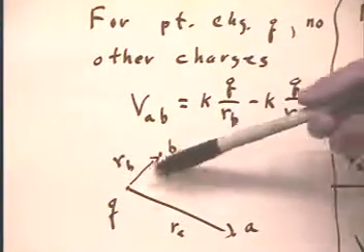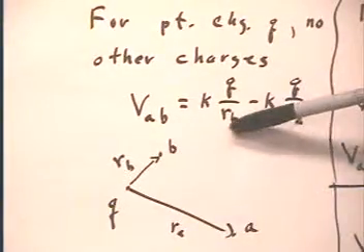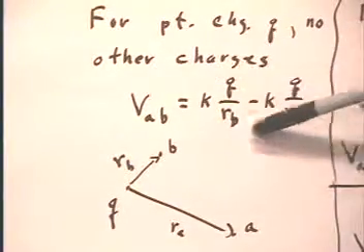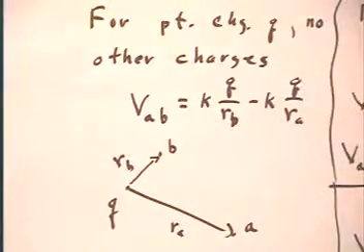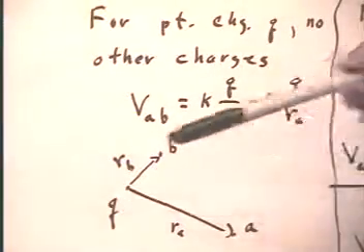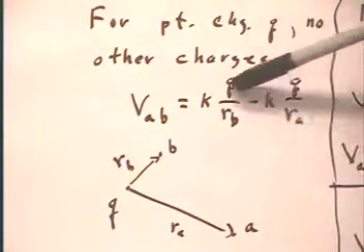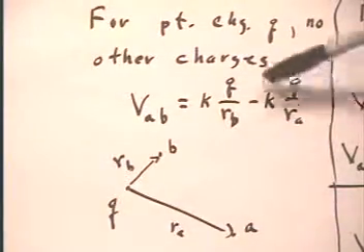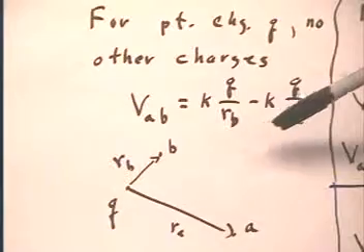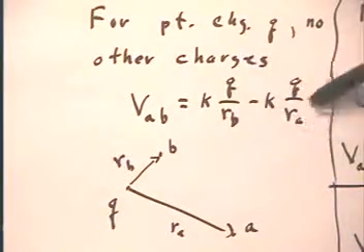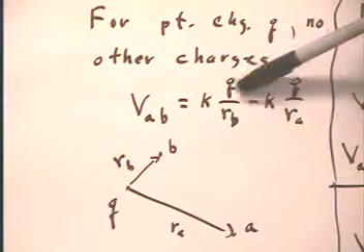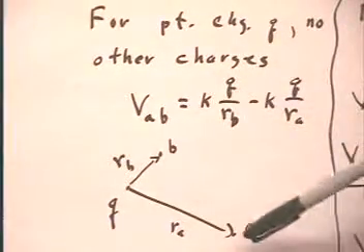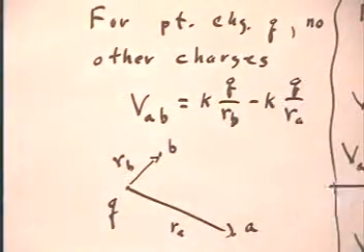If RB is less than RA, then the denominator here is less than the denominator here, and this term will be greater than this term. Then if Q is a positive charge, this term having greater magnitude than this term means that the difference of these is positive, so the potential difference from point A to point B is positive.